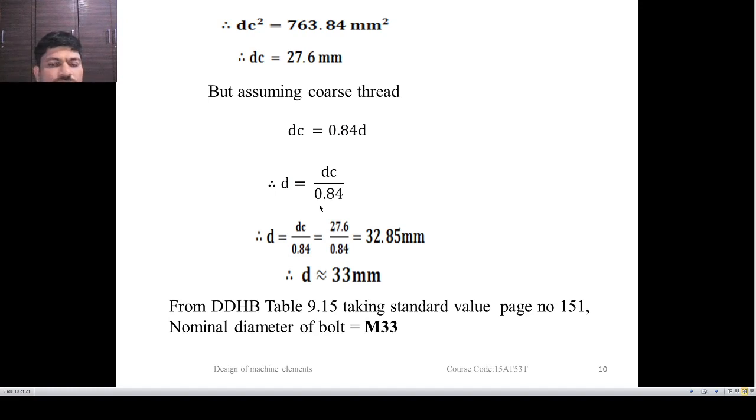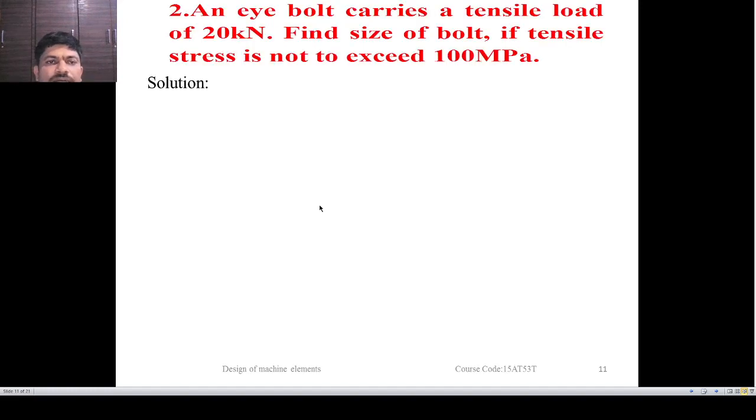So let us move on to another problem. We take down another one. A bolt carries a tensile load of 20 kilonewton. Find the size of the bolt, if the tensile stress is not to exceed 100 MPa.